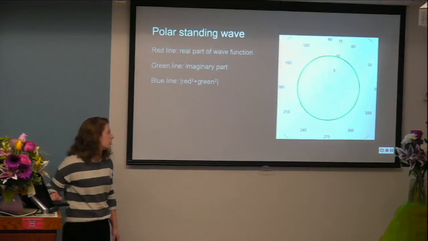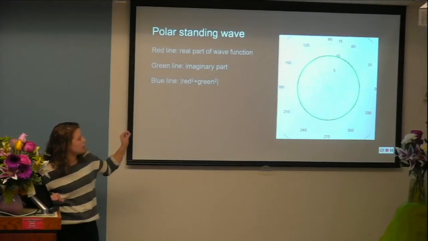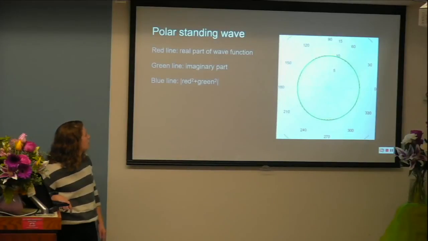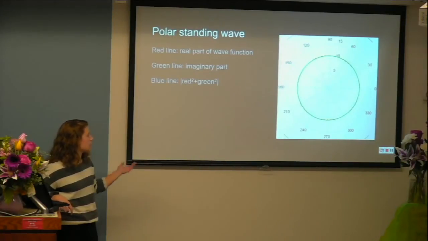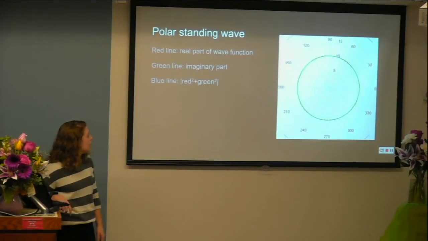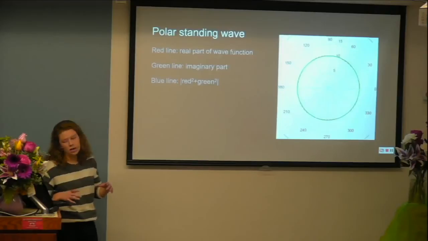So here is just a polar standing wave. The red lines are all kind of overlapping, but just imagine with me and we'll see them on later plots. The red line is the real part of the wave function, and the green line is the imaginary part. And then the blue line is the combination of those, which is the red line squared plus the green line squared, and the absolute value of that. The blue line shows the stability of the electron in each node and orbital.